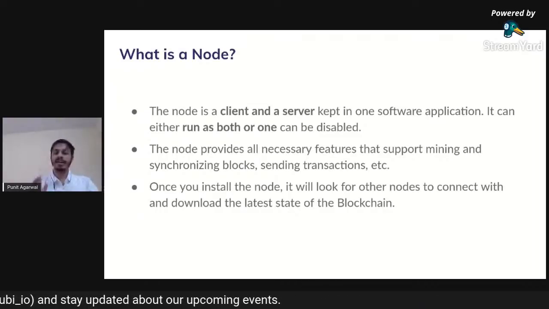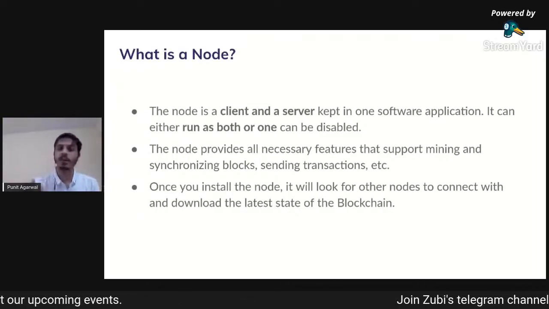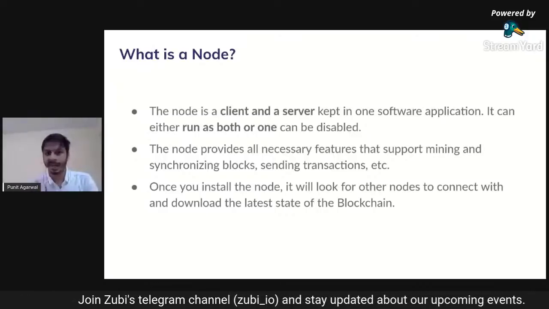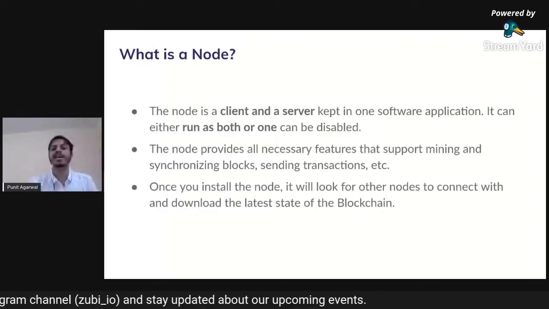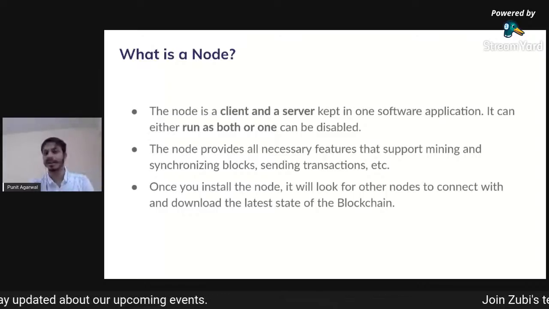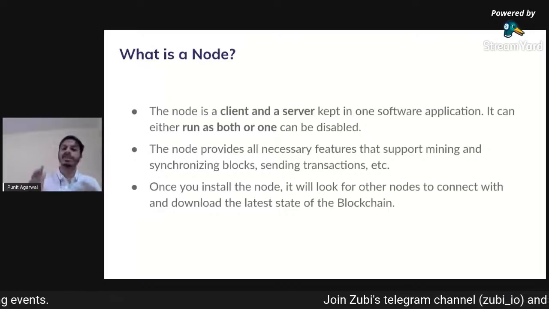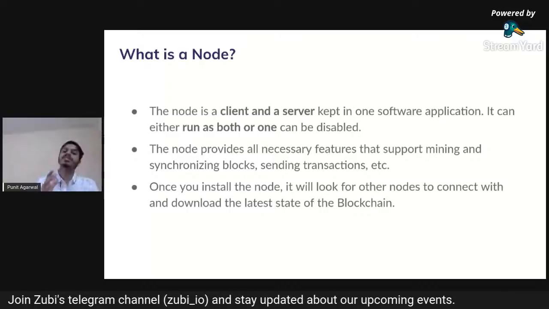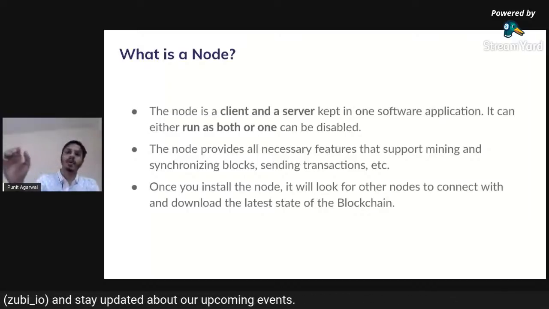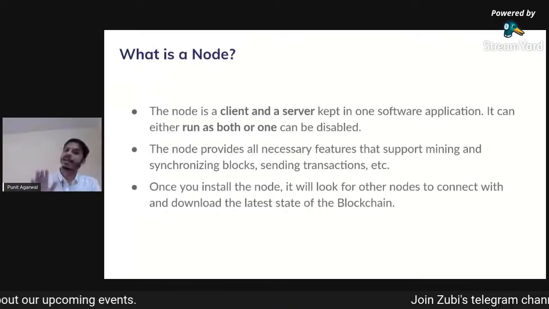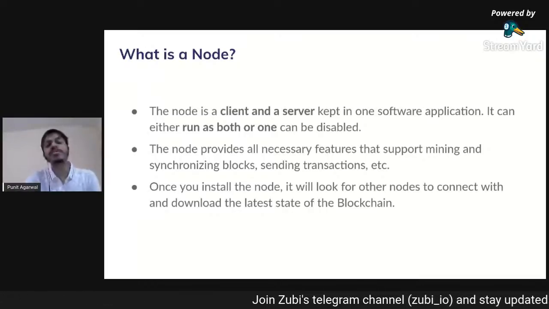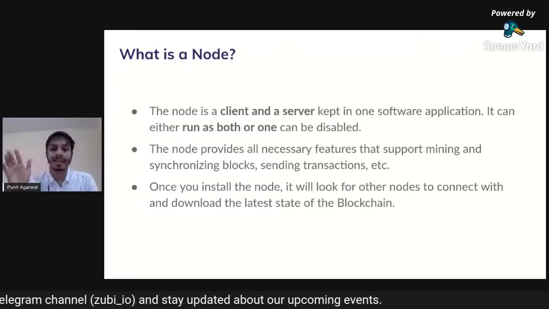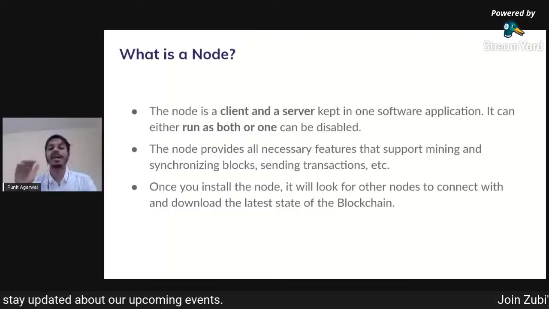In simple language, a node is your laptop. Your laptop has a visual part, the client side where you interact with it, and the server side, or processor side, inside it. So a node is nothing but a computer that is connected to a network. If any device is connected to a network and can act as client and server or either, it is a node. What features are provided by a node? The node provides all necessary features that support mining, synchronizing the blocks and sending the transactions.